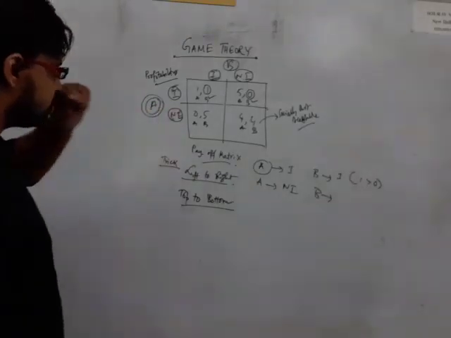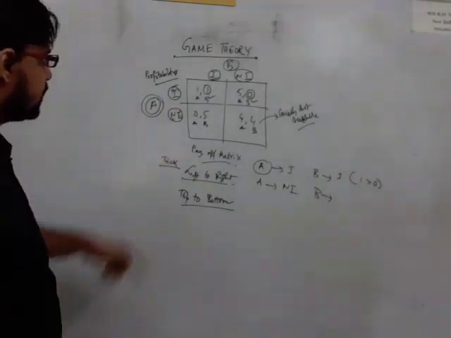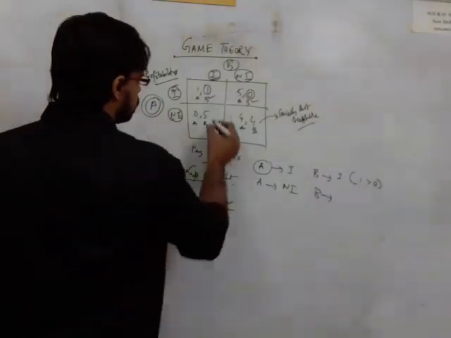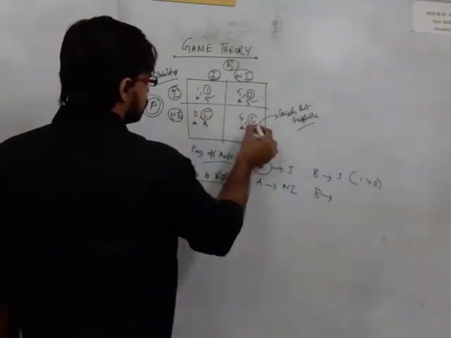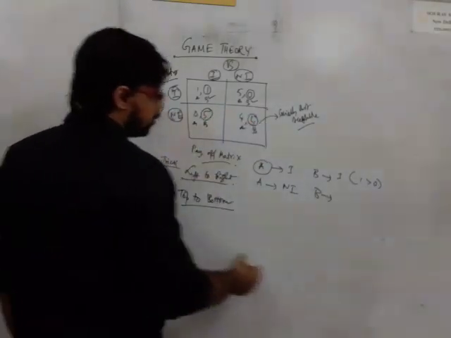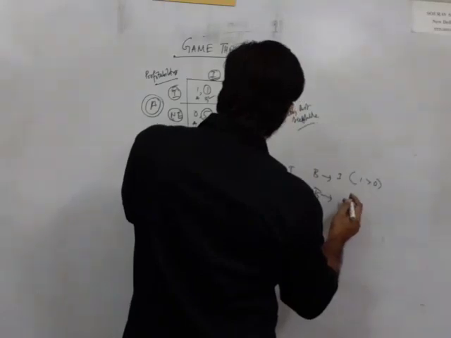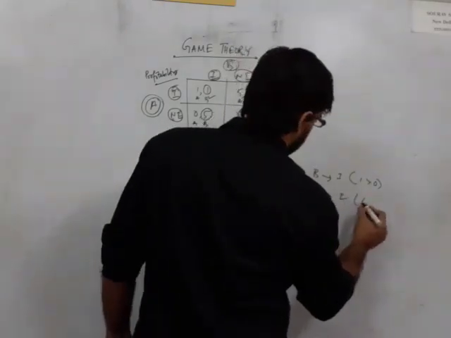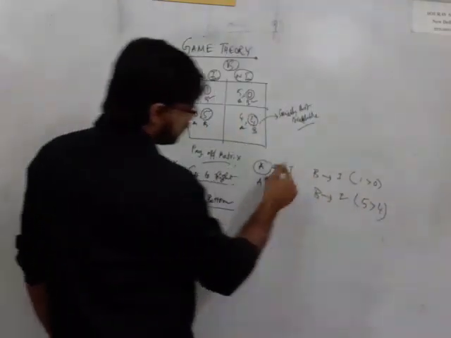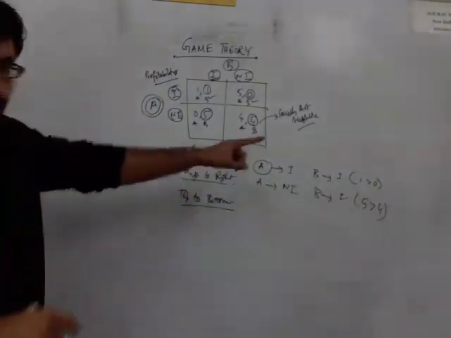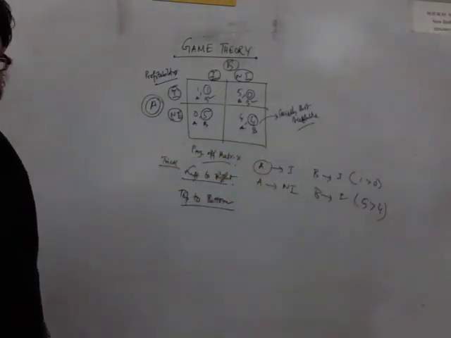So A decides with non-investment, so B decides here. With respect to B, the comparison matrix comes with 5 and 4. 5 and 4, so obviously he decides to go for investment. So irrespective of the decision making of A, B is always going for investment. This is the first part.